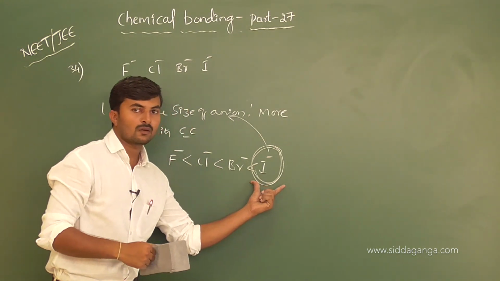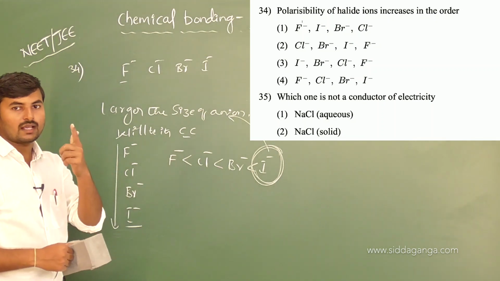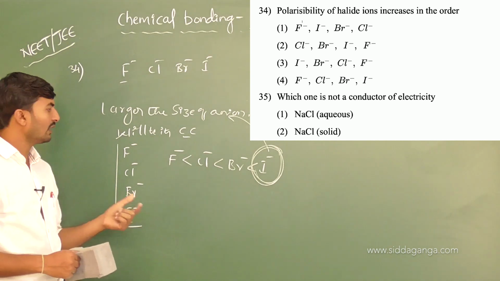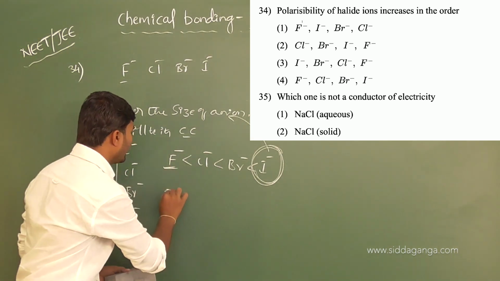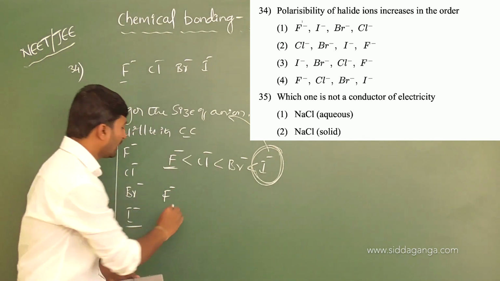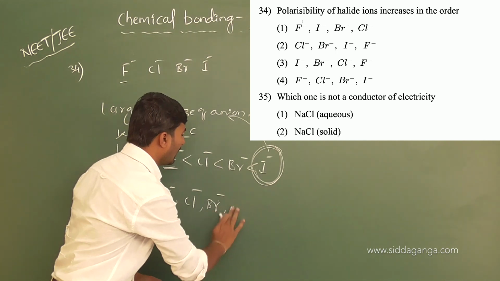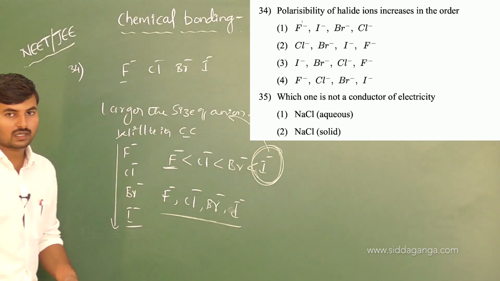So that means which is the correct order? Which is the correct order here? Polarizability of halide ions increases in the order, they have said. Increases means we should first look at the one which has less. That is F minus has the least, followed by Cl minus, followed by Br minus, followed by I minus. Which is the correct option here? Option 4 will be the correct option here.